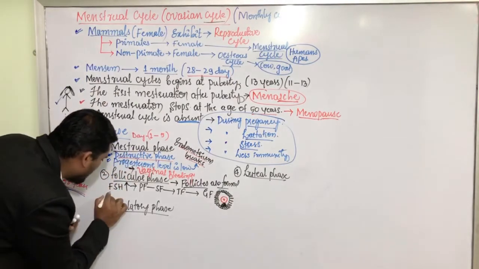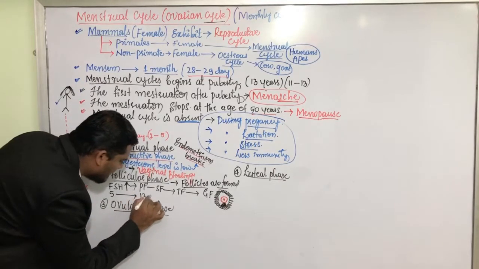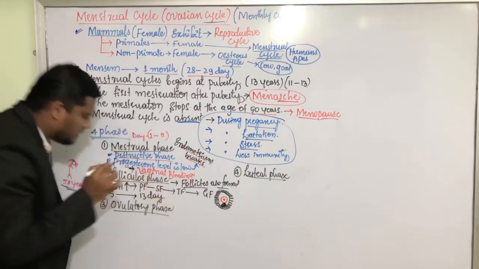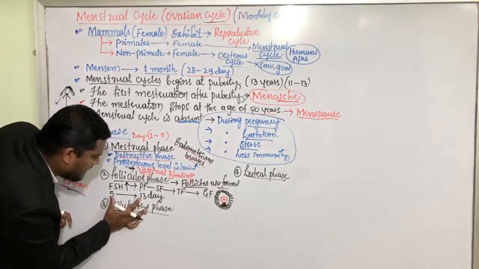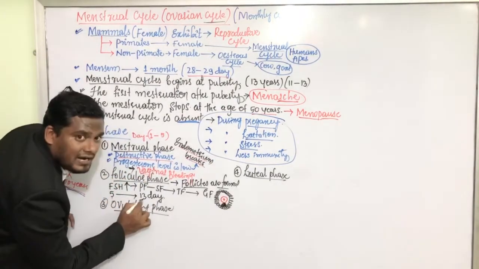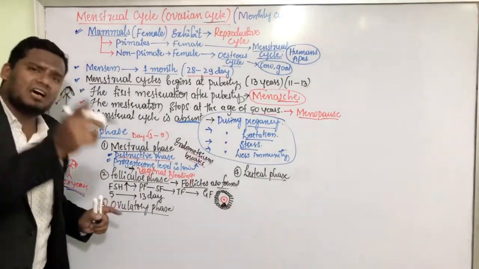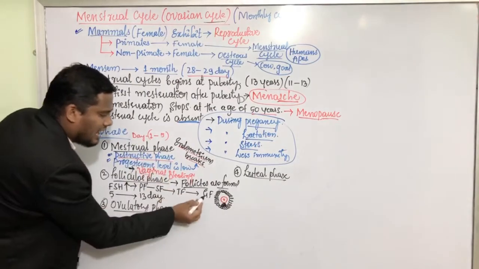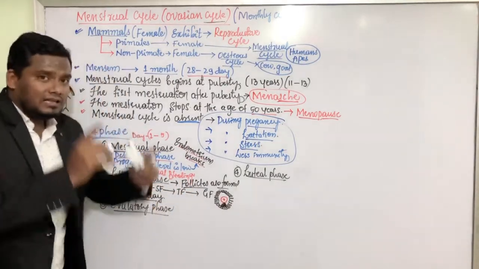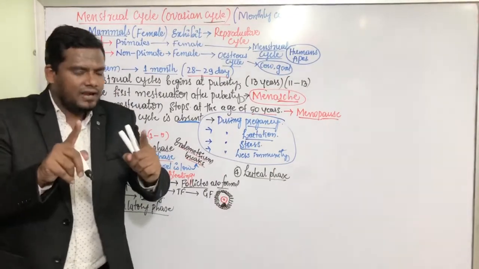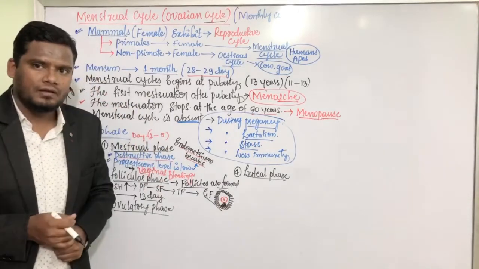And from day 5 up to the 13th day, it is the follicular phase. During this period, from day 5 to day 13, the primary follicle is getting developed into secondary, tertiary, and ultimately the Graafian follicle is formed on the 13th day. 13वें दिन तक completely Graafian follicle बन के ready हो रहा था.